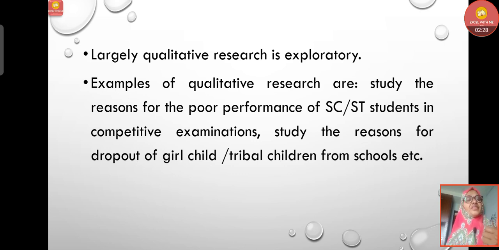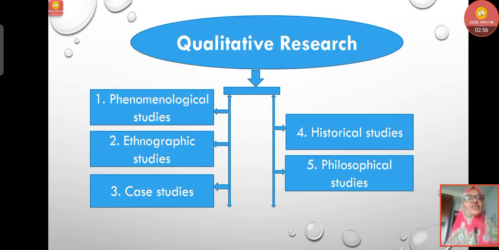Examples of qualitative research are: study the reasons for the poor performance of SC or ST students in competitive examinations. Study the reasons for dropout of girl child or tribal children from schools. So these can be the examples. What could be the reasons behind them? We can study the poor performance maybe, or dropouts of girl child. All these we can study through qualitative research.